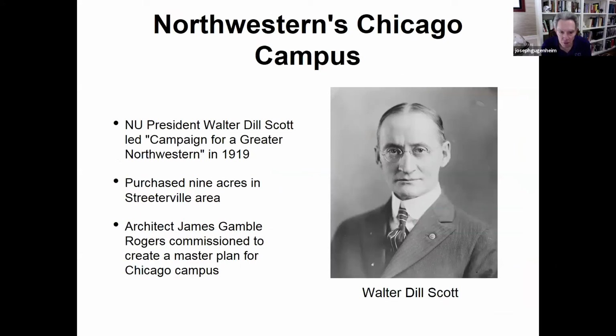The president of the university in the early 1900s was Walter Dill Scott. He started a campaign for Greater Northwestern. The school purchased 9 acres of swampy land, landfill in the Streeterville area for the new school. James Gamble Rogers was commissioned to plan a master plan for the new campus. Next.